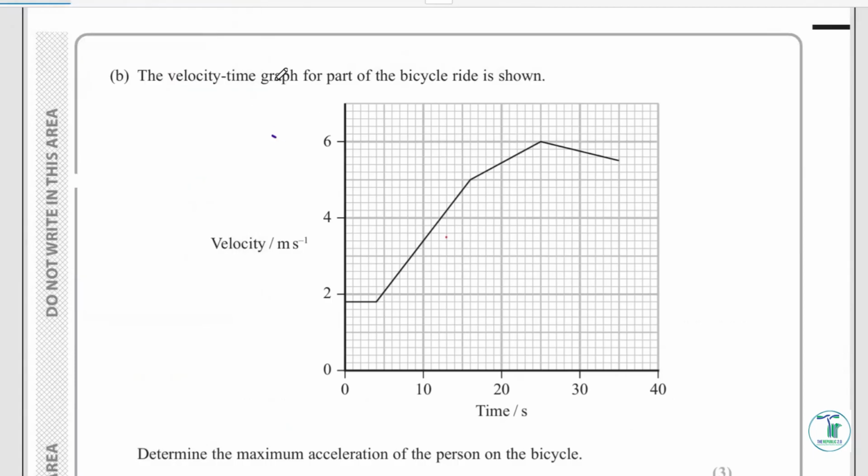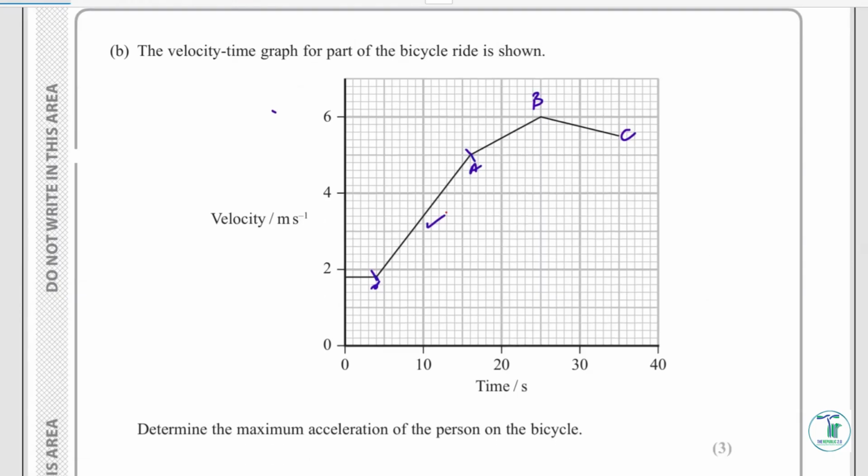Now, after this, we have got something like this. The velocity time graph for part of a bicycle ride is shown, and it is a VT graph. We need to calculate the maximum acceleration. First of all, remember, the body has acceleration in this part from O to A. The body has some acceleration from A to B as well, and some sort of deceleration from B to C. By just using your common sense, the greatest magnitude of the gradient is from O to A, right? So whenever you're talking about the maximum acceleration, you need to take the acceleration of this part. And the rest of the thing you already know.